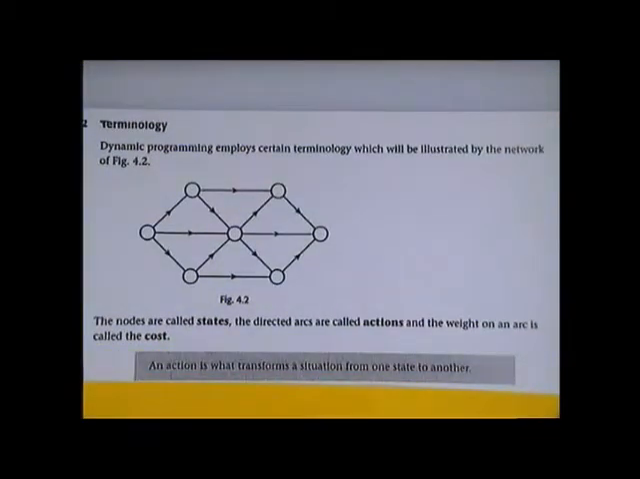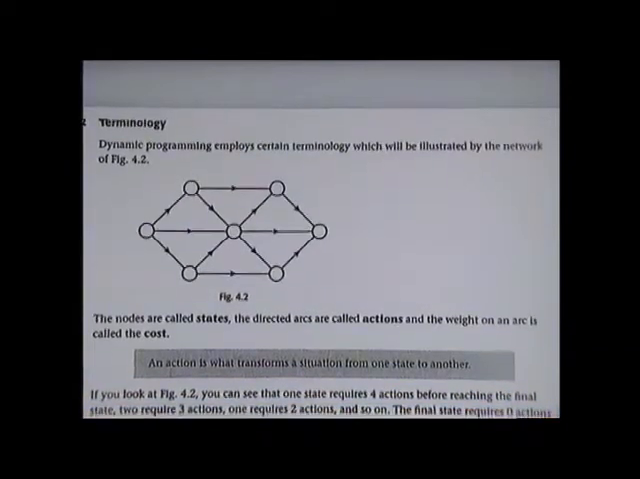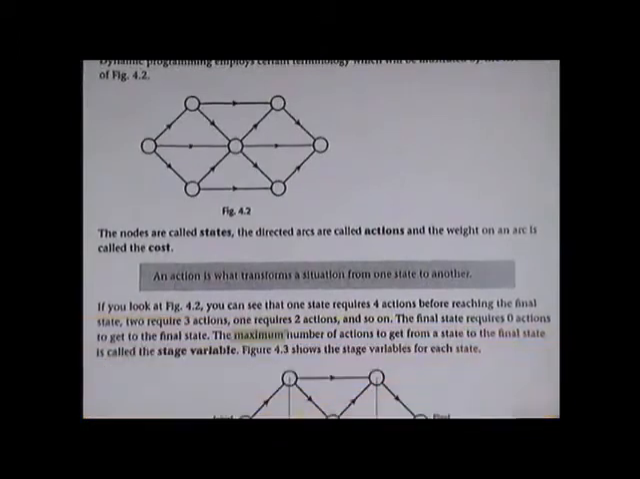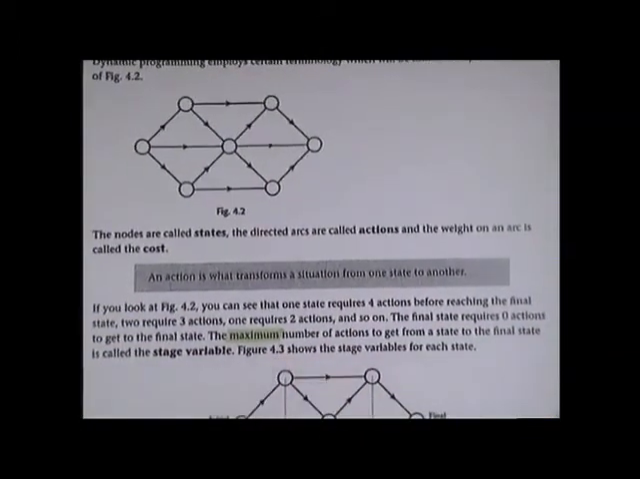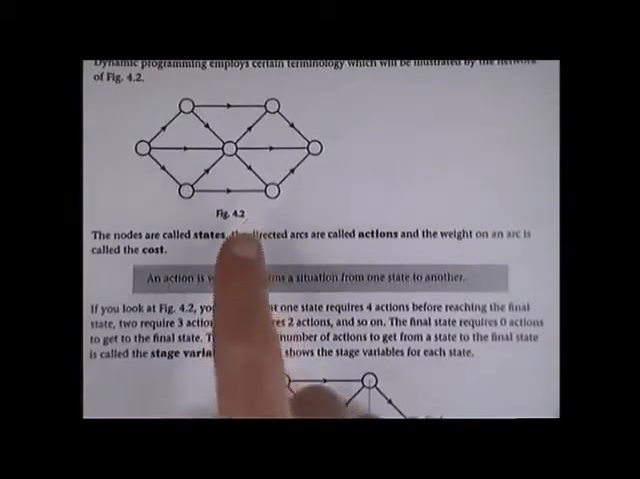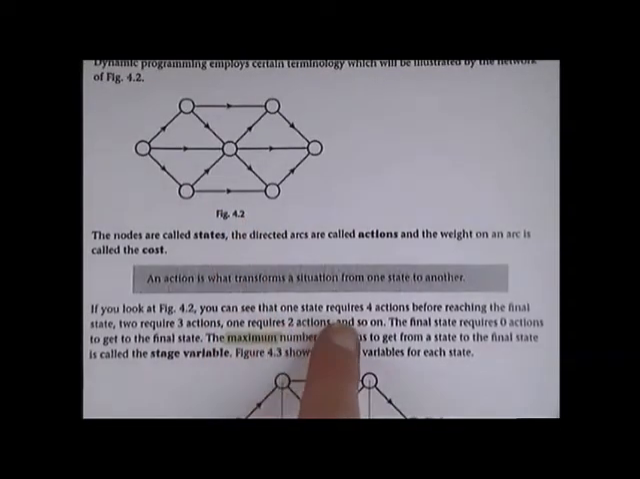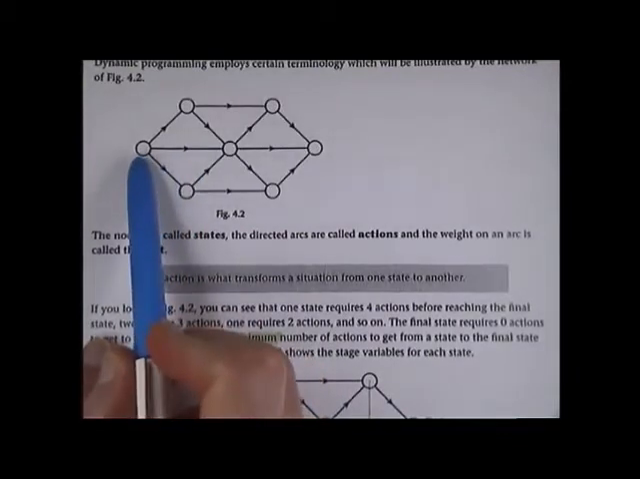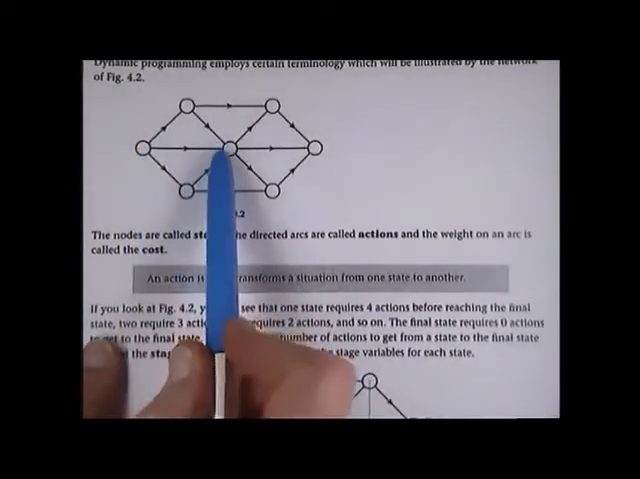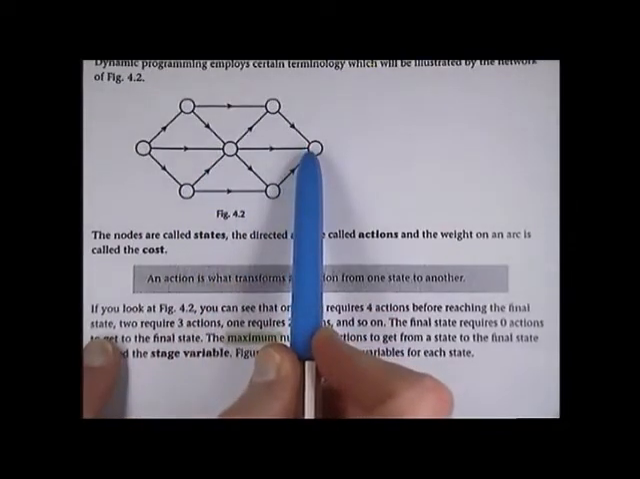An action is what transforms a situation from one state to another. And if you think of the actions as the arcs, that makes sort of sense. An action is what transforms a situation from one state to another. And then this next bit is quite important. We'll try to highlight that green bit, that's important. If you look at the diagram you've already copied down, you can see that one state requires 4 actions before reaching the final state. 2 require 3 actions, 1 requires 2 actions. This state over here could require 1, 2, 3, 4 actions to get to the end.